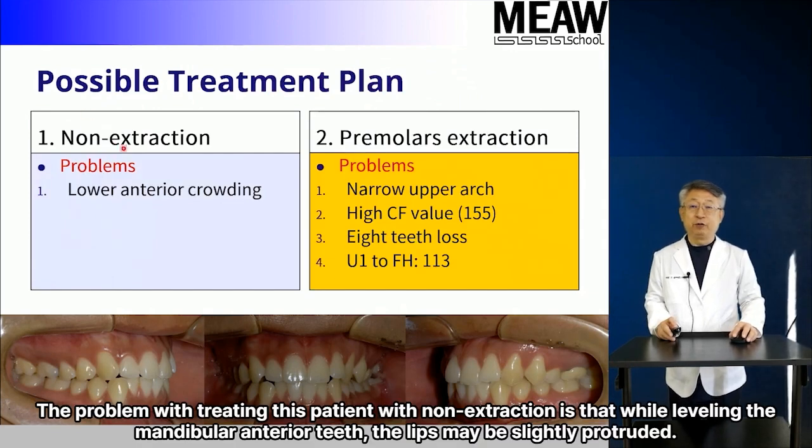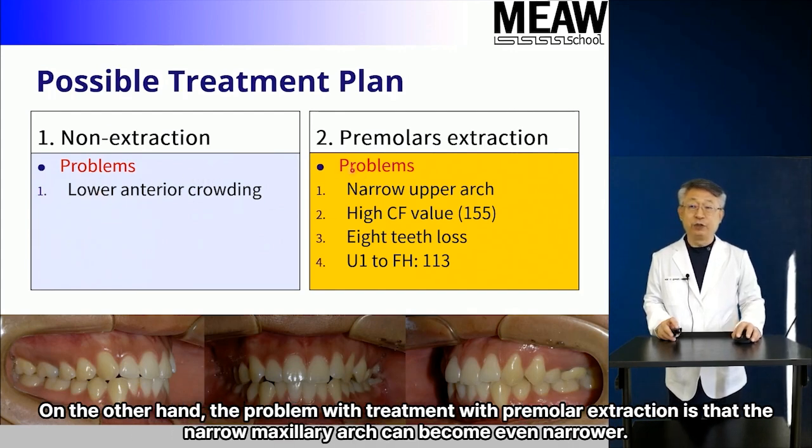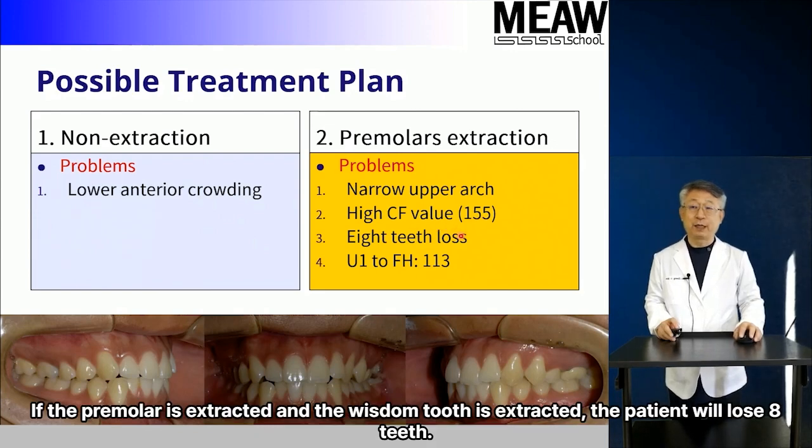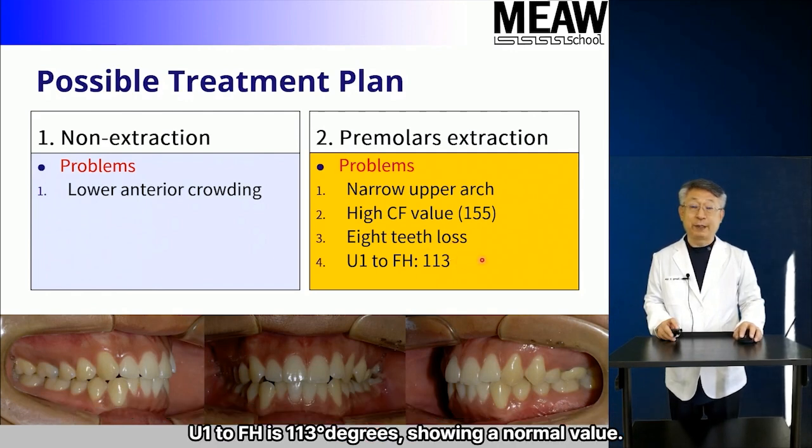The problem with treating this patient with non-extraction is that while leveling the mandibular anterior teeth, the lips may be slightly protruded. On the other hand, the problem with treatment with premolar extraction is that the narrow maxillary arch can become even narrower. The combination factor is large at 155. If the premolar is extracted and the wisdom tooth is extracted, the patient will lose 8 teeth. U1 to FH is 113 degrees, showing a normal value.